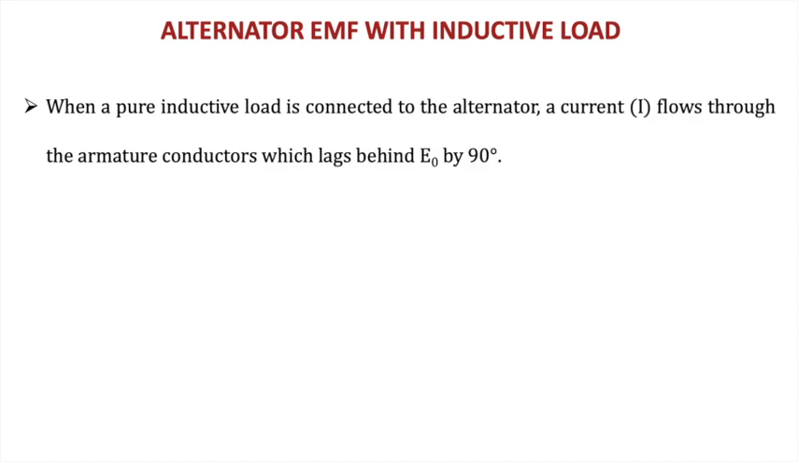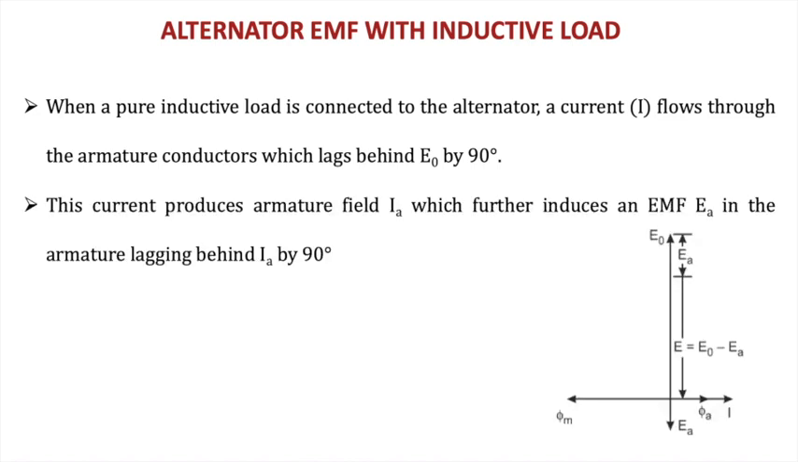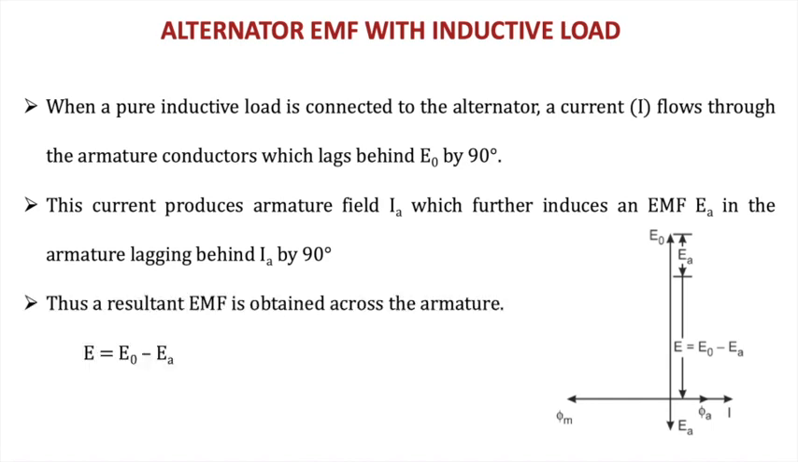Now the alternator armature EMF with inductive load. For a pure inductive load, the alternator current flows through the armature, and the current lags behind by 90 degrees. Now when the current lags behind E0 by 90 degrees, EA will again lag behind the armature current by 90 degrees, because the induced EMF will lag behind its flux by 90 degrees. So these two fluxes, the main flux and the armature flux, are in direct opposition, so it will tend to reduce the actual induced EMF, and E will be equal to E0 minus EA.